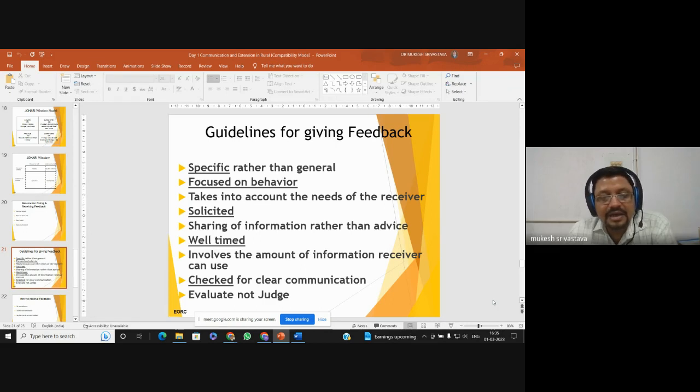Checked for clear communication. Yes, you have to check the information. Whatever information you are going to give should be checked, and it should be right information. It is for clear communication, meaning there should not be any doubtful cases or doubtful information that you have to discuss. Only discuss or follow information which has been verified.